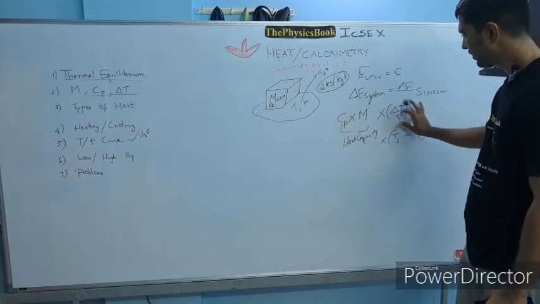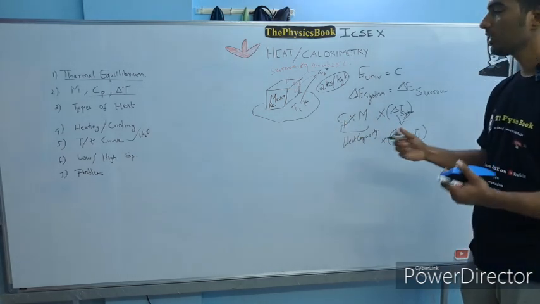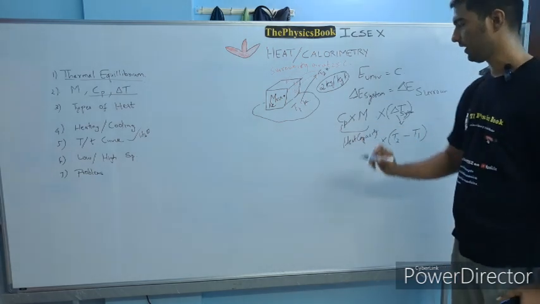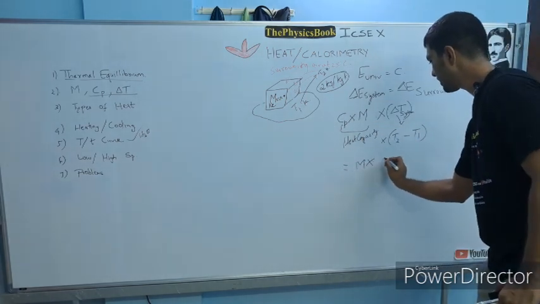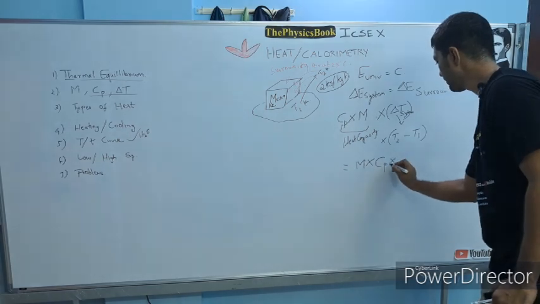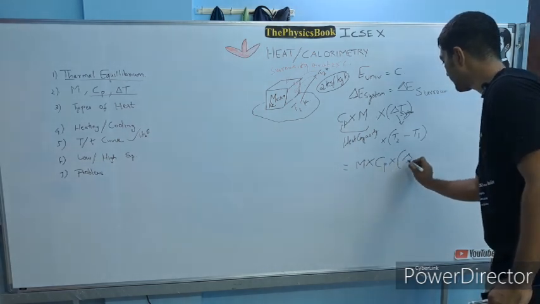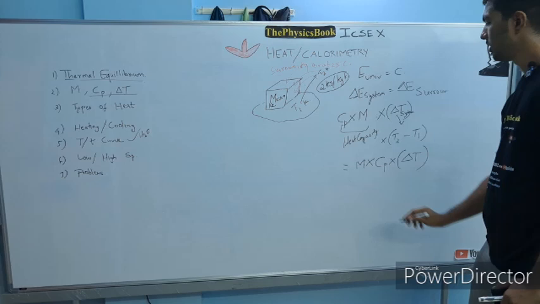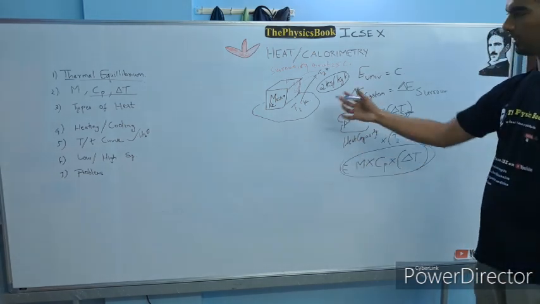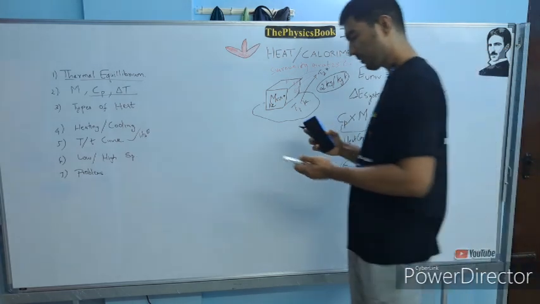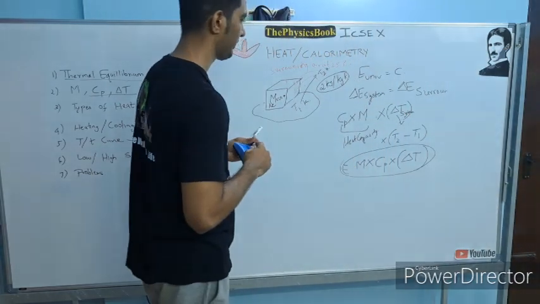If you multiply these two, it will give you the total amount of heat this ice has taken in, which is nothing but mass into specific heat capacity into delta T. This is the universal equation for heat transfer. Let me just give you a quick recap.